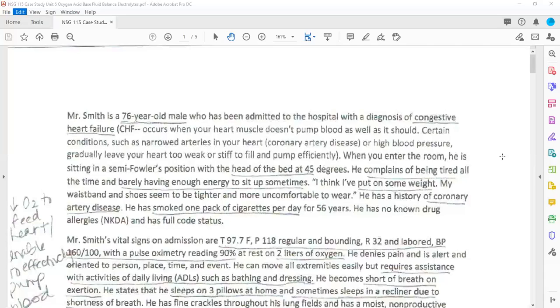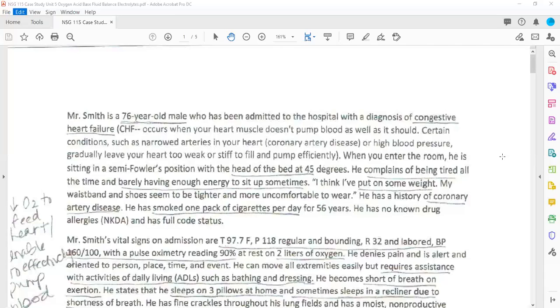I've gone in here and I've underlined the things that jumped out to me that were abnormal or concerning. So in the beginning, it says Mr. Smith is a 76-year-old male. And the reason I underlined that is because we have to think about certain kinds of risk factors and considerations for someone that is 76 years of age. And so we can think about what's going on with that person. An older person is more likely to have chronic disease processes and take more medications, which could interfere with their body processing. And we'll talk about some of those disease processes.